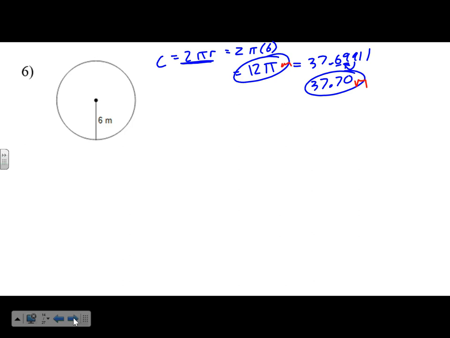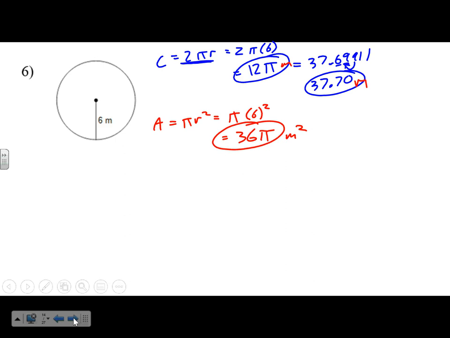And then the area is pi times r squared, which is pi times 6 squared. This one you can do in your head. 6 squared is 36. That's just 36 pi. And again, that's why that's really nice, because you can kind of do it in your head. Again, that's meters squared. But then 36 times pi, you can't really do in your head. You have to use your calculator. 113.0973. That 7 rounds that 9 up, so that is 113.10.